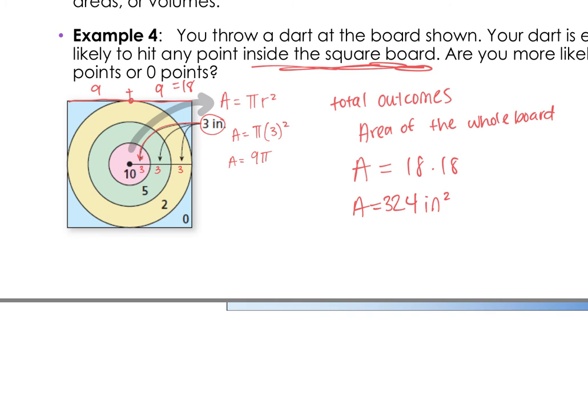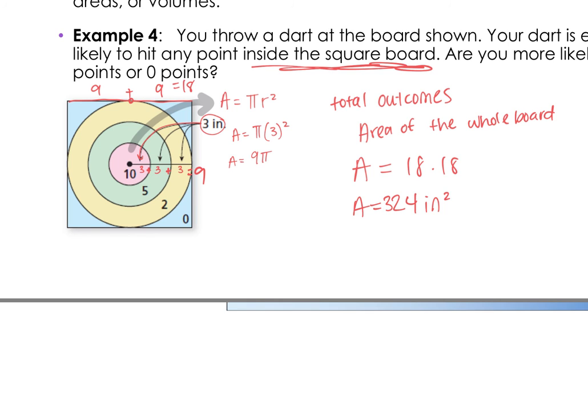Where did I get the radius? Okay, so each of those lengths is 3, right? So we add all 3 of them together. You get 3 plus 3 plus 3 gives you 9. So the radius is 9. The diameter would be 18, and that's the length of each of the sides.